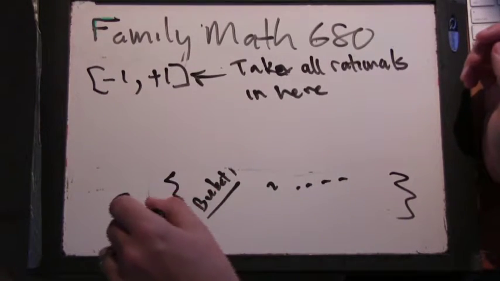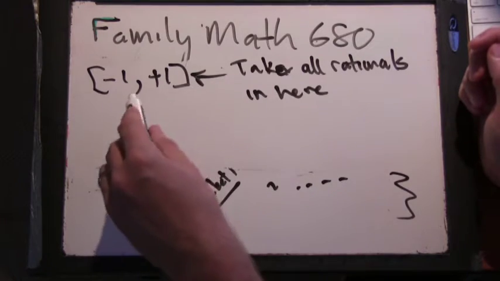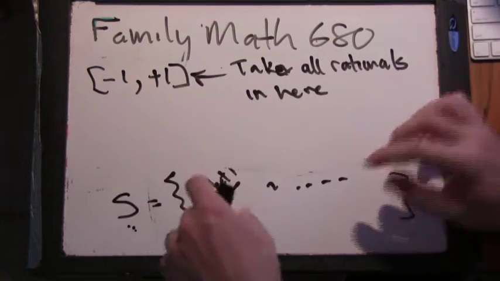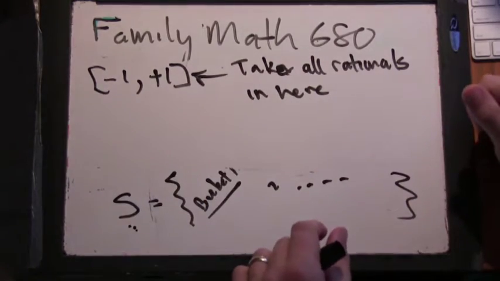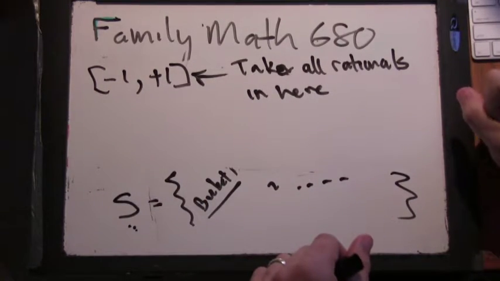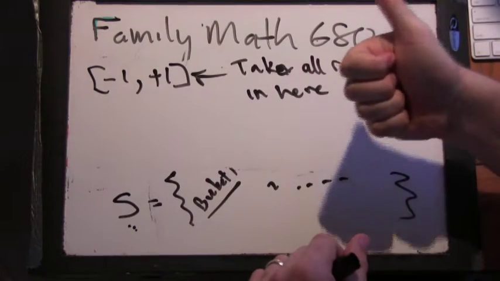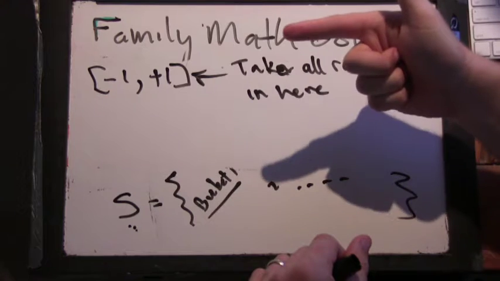And then she makes copies of this set by shifting by the rational numbers in here. So she takes this set and shifts it around, which should still have the same number of elements. It should be the same size.